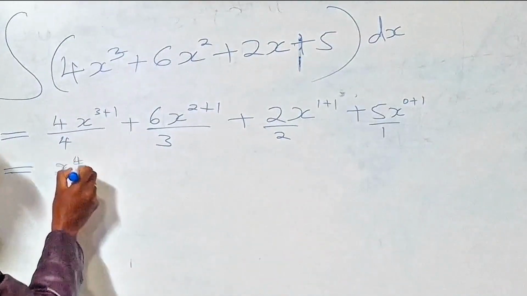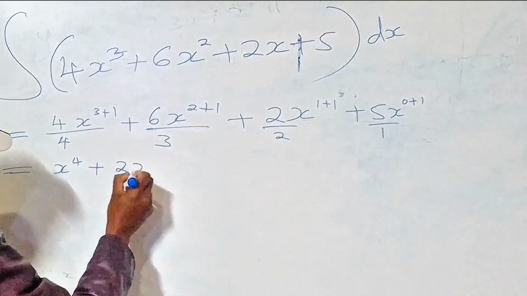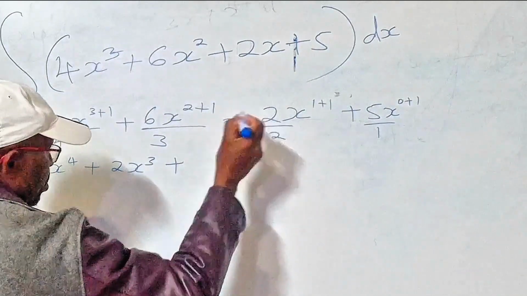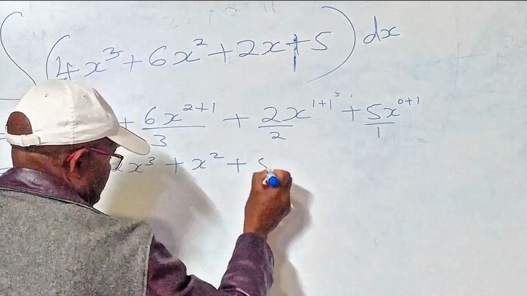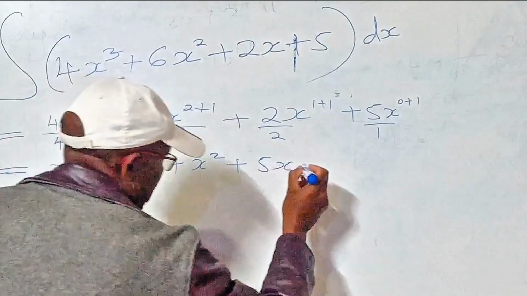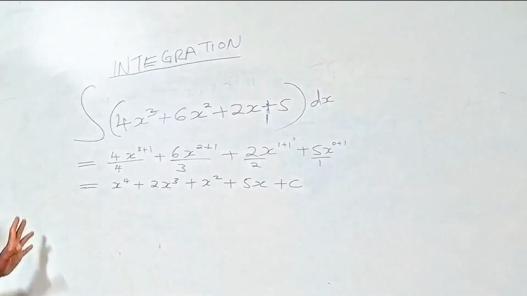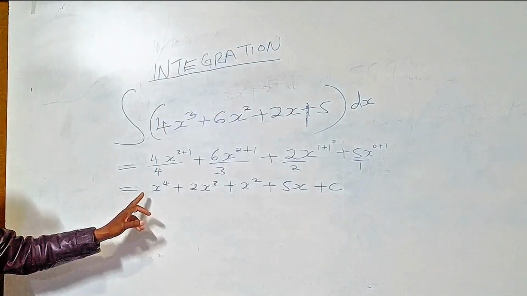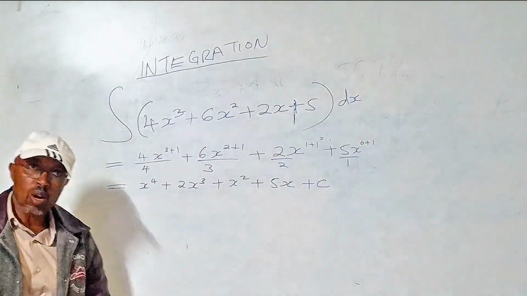x to the power 4 plus, divide by 3 you get 2x cubed, plus divide by 2 you have x squared plus 5x. Remember, there are no limits, so we must add a constant. So we already have now our integral function. So our y is equal to x to the power 4 plus 2x cubed plus x squared plus 5x plus a constant.